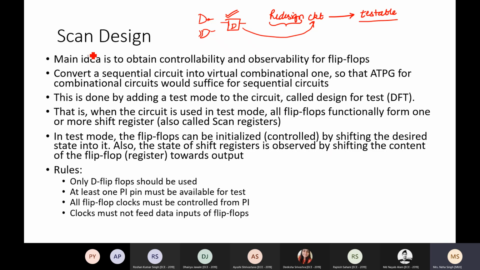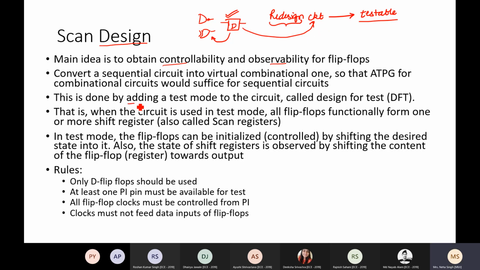So now the main idea for a DFT or a design for testability is to obtain controllability and observability for the flip-flops, so that these flip-flops can be represented in the form of some combinational circuit, and we can apply ATPG for the combinational circuit, which is very easy. One time cycle में ही testing हो जाती है, because we are able to determine the test patterns, right? So for that we have different options. You modify your components or you modify your circuit completely.